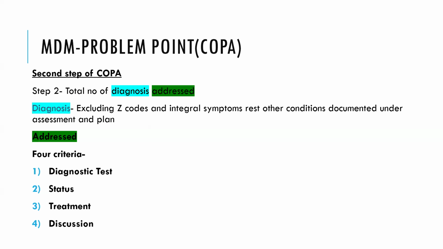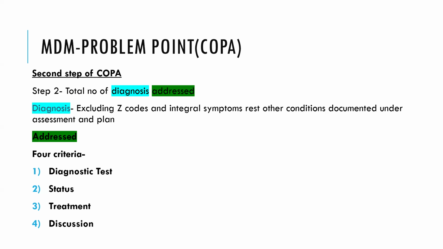Okay, sir. So let's see the very first step here. The second step we are talking about is total number of diagnosis addressed. In our last session, we discussed the diagnosis. Do you remember, Tanya? That is the Z codes and integral symptoms. Yes, sir. Excluding these two, we consider all the conditions under assessment and plan. Now you understand the meaning of diagnosis.